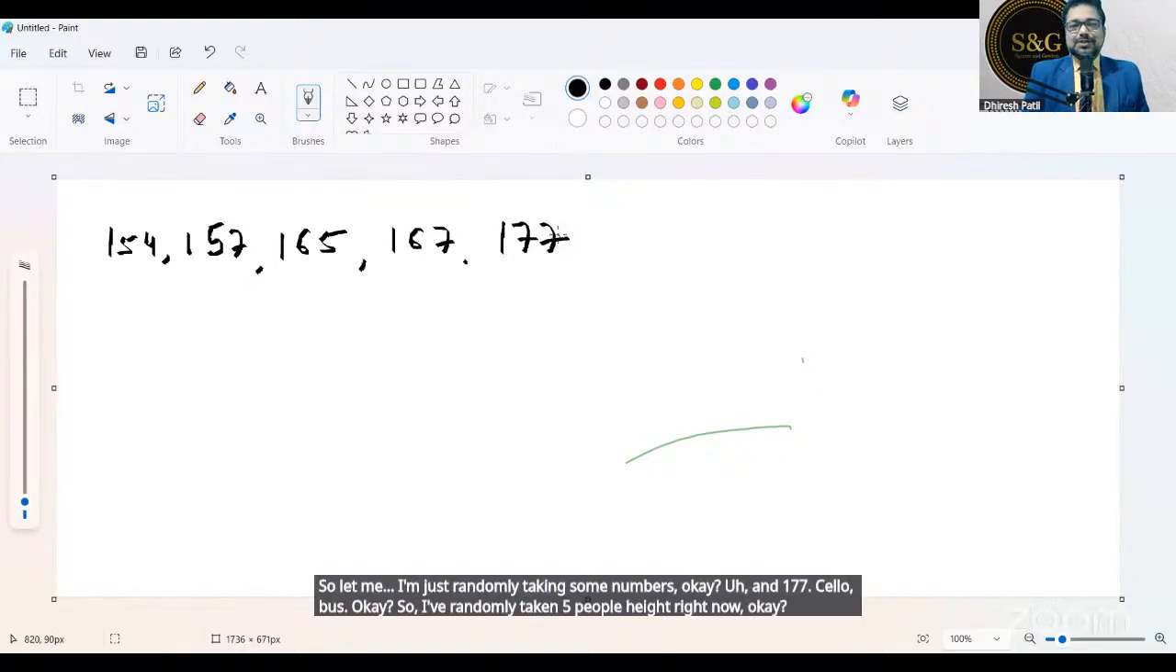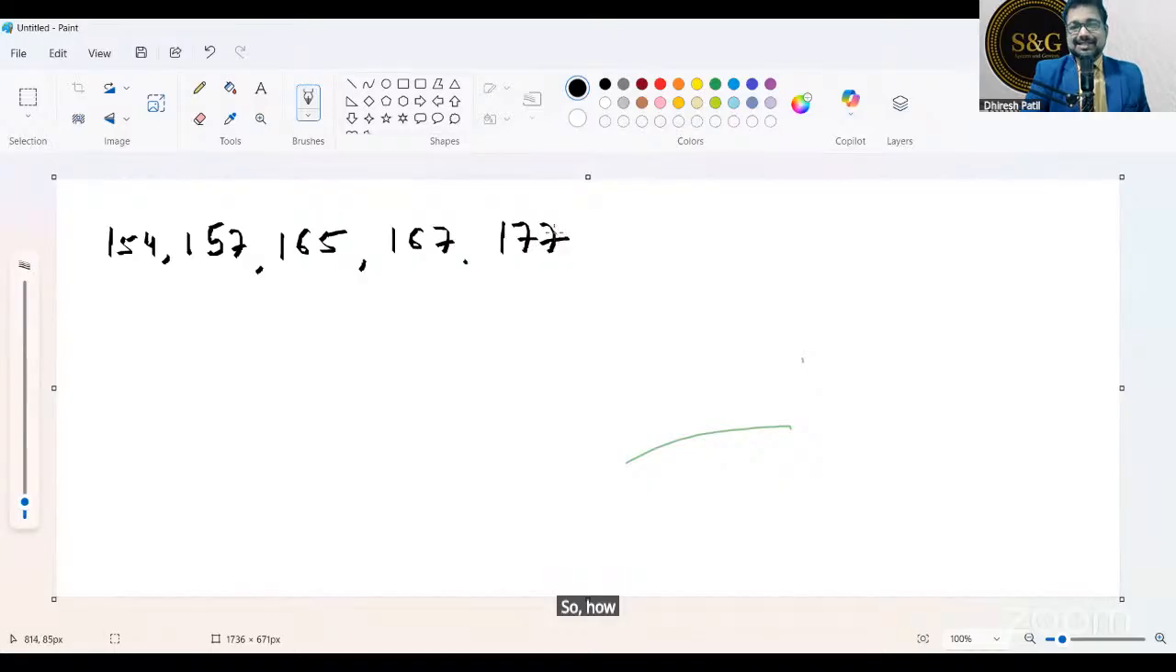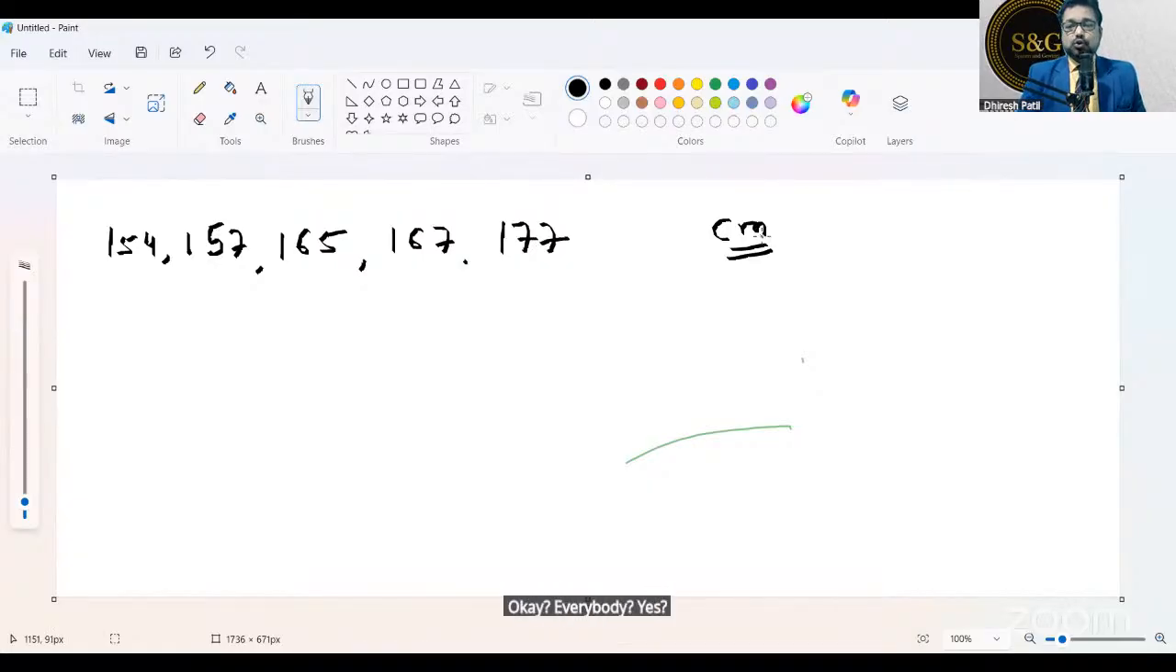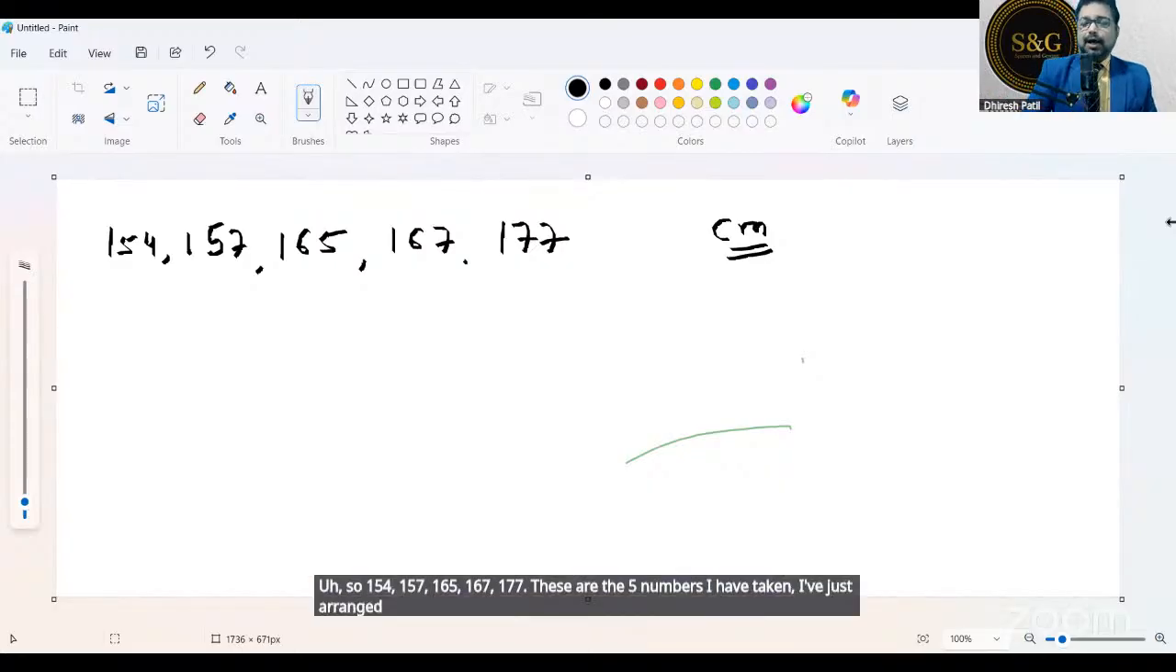So how do we calculate the standard deviation? The unit of measurement is centimeter. Okay, everybody? Yes, super. Now, 154, 157, 165, 167, 177. These are the five numbers I have taken. I have just arranged them in ascending order.